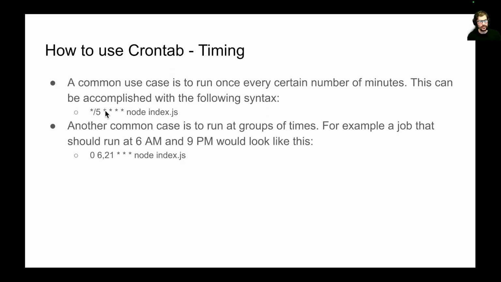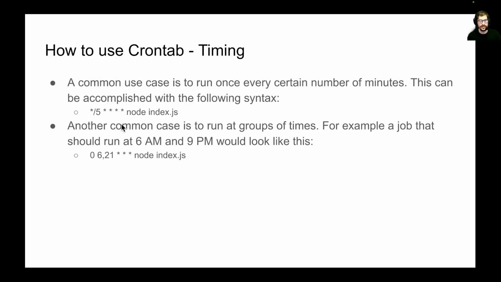The same thing can be done with hours. If you say star/2 for hours, it'll be every other hour that it'll run. And the same syntax will work for the rest, though it's very uncommon. Like if you have something that runs star/2, that would basically be saying run every minute, every hour, every day, every month, but only on even years. Maybe there's a use case for that. I don't know what it is.